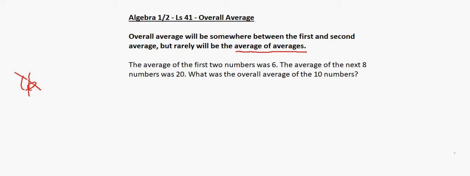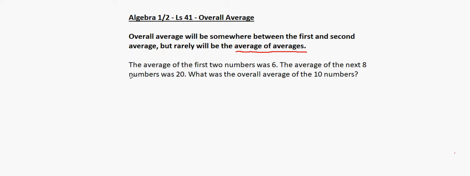Let's go over this again. Overall average, when it asks for that, the true average of all the numbers will be somewhere between the average of the first and the second. In this case, somewhere between 4 and 8. But it might not be the average of 4 and 8, which is 6. It might be, but rarely will be, different. It won't be the average of averages in most cases. It can be, but it won't be exactly in most cases.